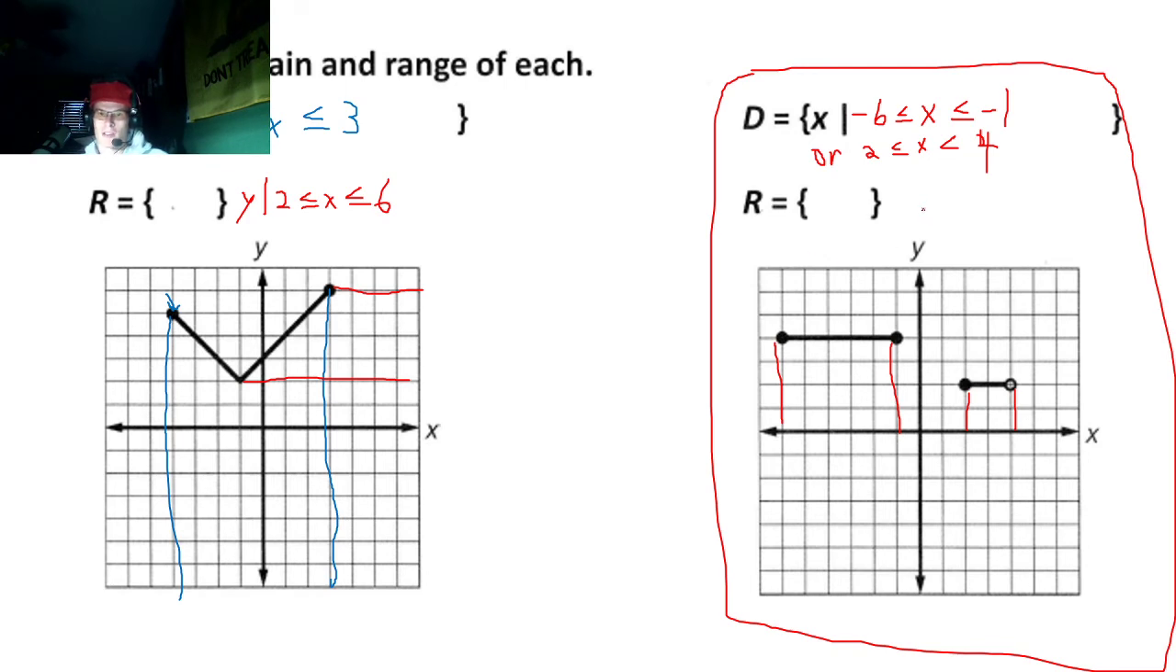And then your range is just y equals 4. Because remember, your range is this line and this line, because you just have these two lines here. Y equals 4 or y equals 2. So for these ones, for ones that are separate, you'll have to just put an or in between to indicate the separate domains and separate ranges. So these are your domains and ranges.